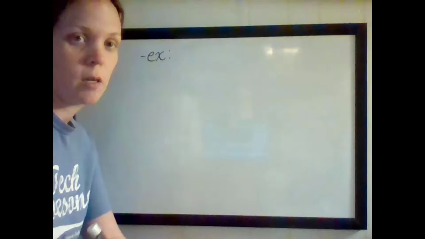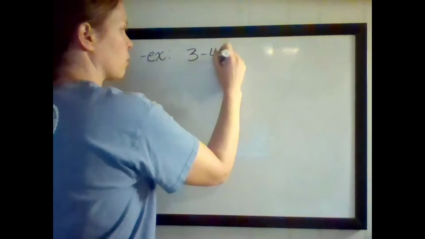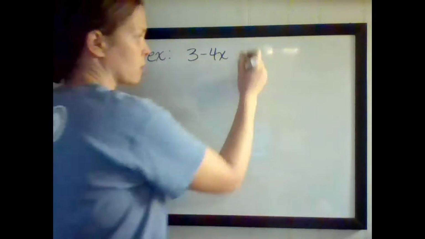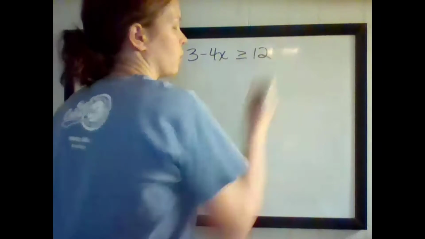A linear inequality is a little different from a linear equation because we have inequality signs instead: less than, greater than, less than or equal to, greater than or equal to. So let's say I have 3 minus 4x is greater than or equal to 12.